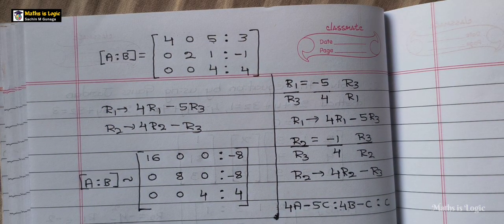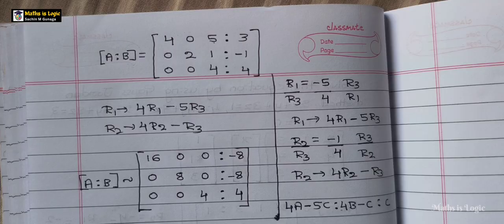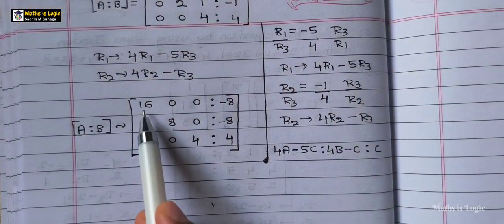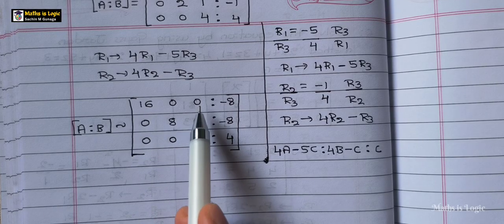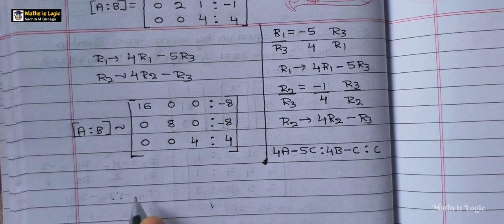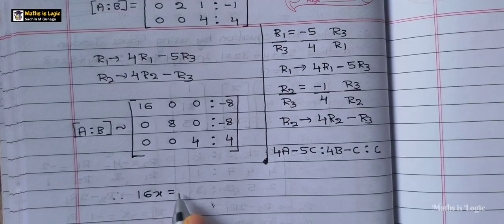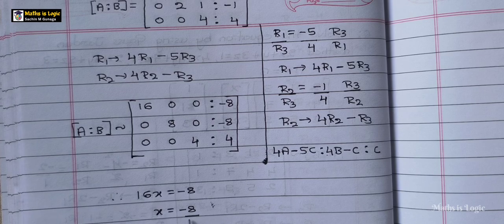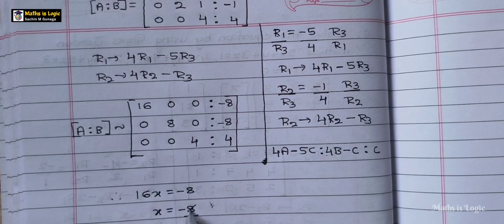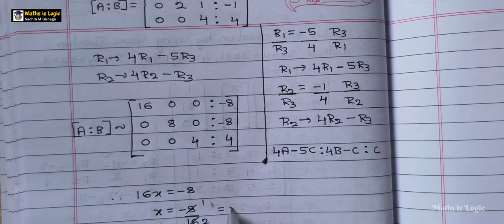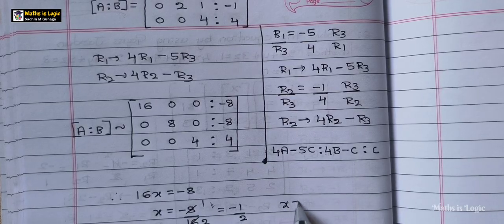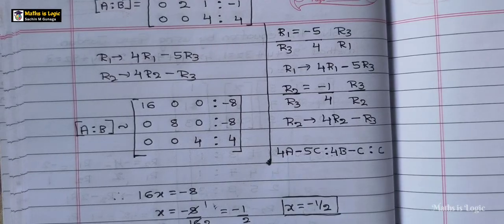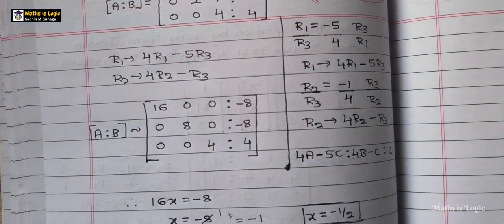So after that, this augmented matrix we need to write in equation form. Here only x value is there, there is no y value, there is no z value. Therefore 16x is equal to minus 8. Therefore x is equal to minus 8 divided by 16. We can cancel 8: 1, 8, 2. Therefore minus 1 divided by 2. So this is the value of x, minus 1 divided by 2.